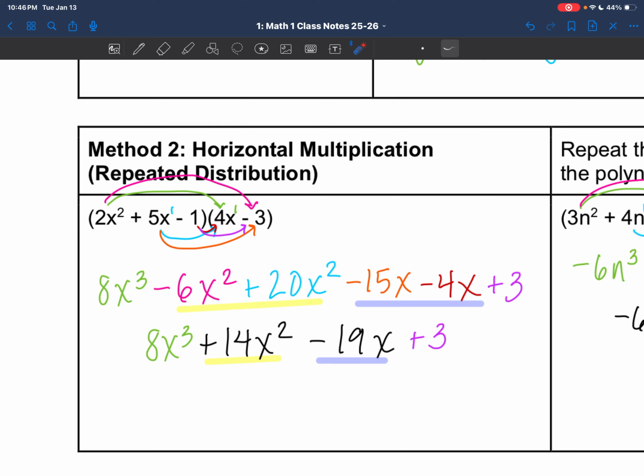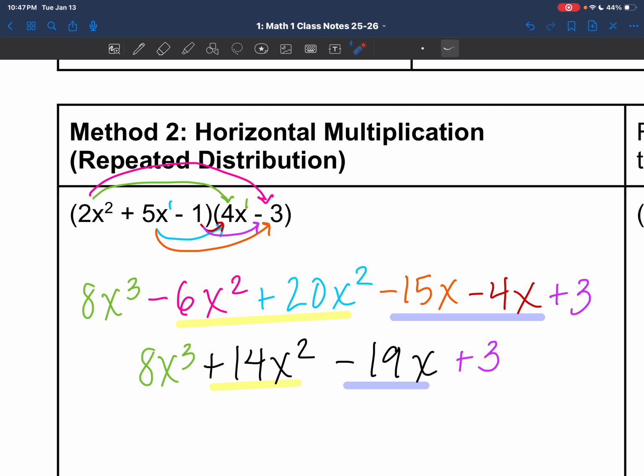All right, so another way is horizontal multiplication. It's basically going through, I just always say I'm just distributing. But make sure when you're doing this, you take this term times each term in the second parenthesis. So here to here, 2x squared times 4x is 8x to the third. Then I go here to here, which is 2x squared times negative 3, which gives you negative 6x squared.